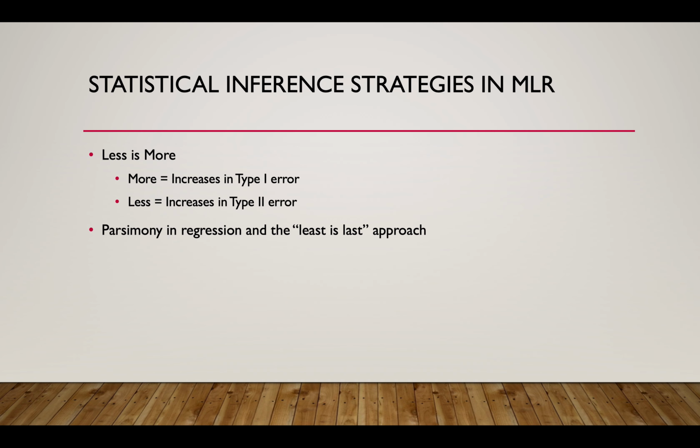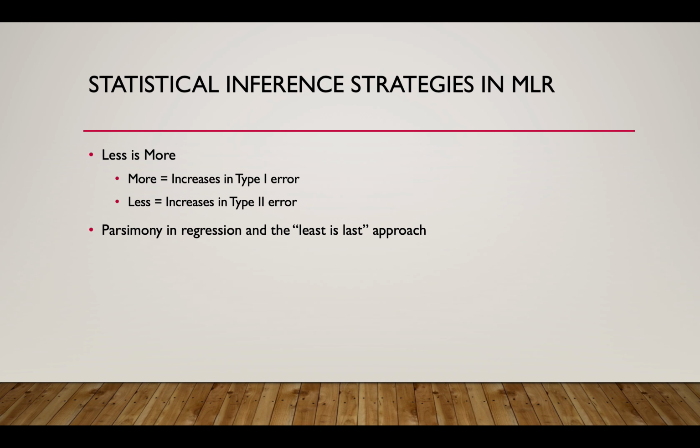All right, so lastly, the book talks a little bit about statistical inference strategies in multiple linear regression. For the most part, less is more. Remember that every time you add a predictor variable into your model, every time you add a new independent variable, you increase the probability of a type 1 error. Even with high N, even with a lot of people, where your standard errors become more precise and your point estimates become more precise, the more predictors in your model, the more likely that you will stumble across a spurious effect.